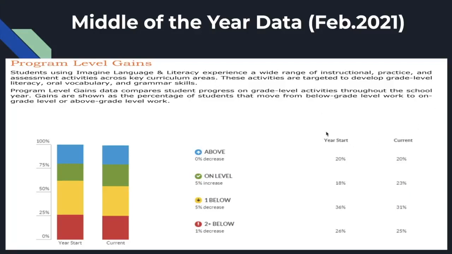But as you can see, looking at the end of last year and middle of the road for this past school year, you can see that the percentages have increased for the students working on level and above level, and the students that were working 2 years or 1 year below grade level did decrease. And that's with the students being on the program 60 to 90 minutes a week.